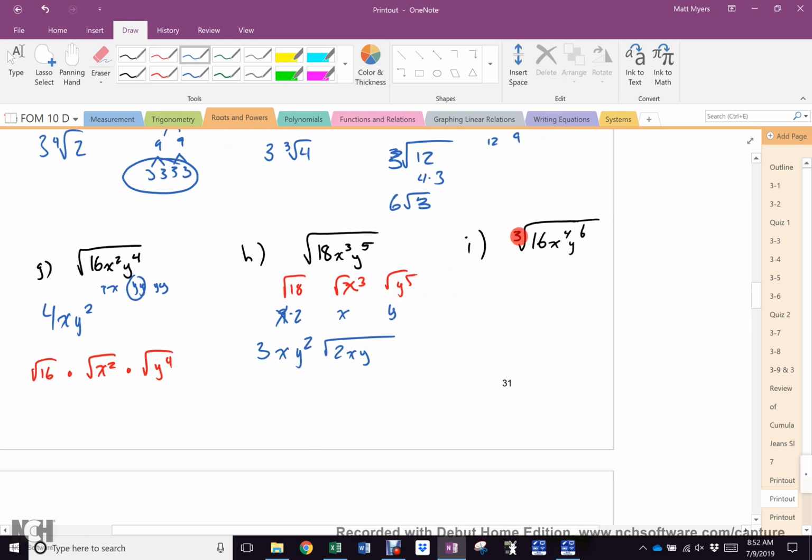Notice there's a little cube root there, so I'm not looking for groups of 2. What am I looking for? Groups of 3. So I like to break it down into 16, x to the 4th, y to the 6th. And these are all cube roots this time.